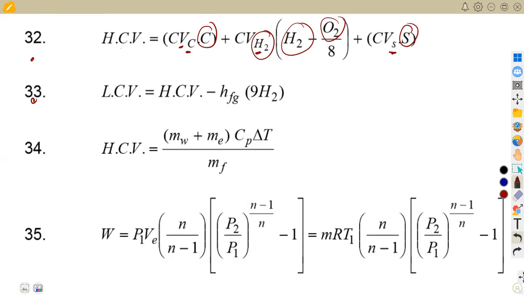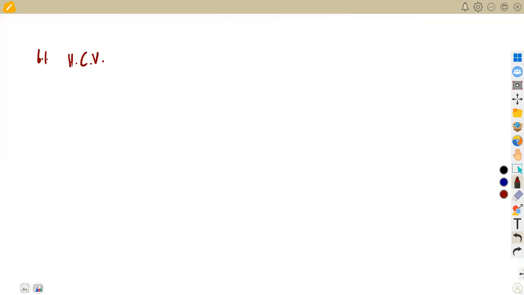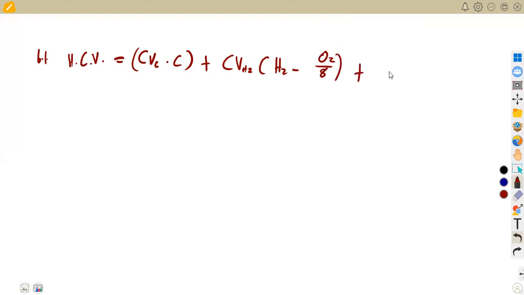All right, so I'm going to take the formula, like I said, the one that we are going to consider because we are to calculate the higher heat value. As we saw from our formula, it is given by the calorific value for carbon times the percentage of carbon in this case, plus the calorific value for hydrogen times H2 minus O2 over 8, which is the percentage of hydrogen, percentage of oxygen, plus the calorific value for sulfur times the percentage of sulfur in this case.